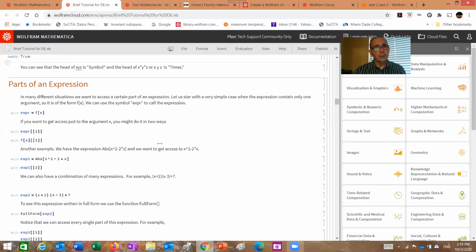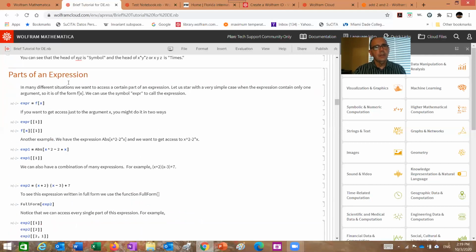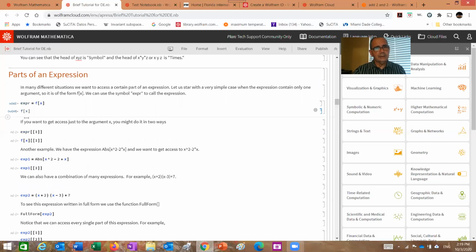Now, parts of an expression. You can represent expressions by using other variables. Like in this case, we have an expression f of x, and you can represent that expression by f of x. So when you put the equal sign here only once, it means you are assigning whatever you have on the right side to the left side. And then, well, here, if you press enter, we have denoted that expression by this notation, EXPR.